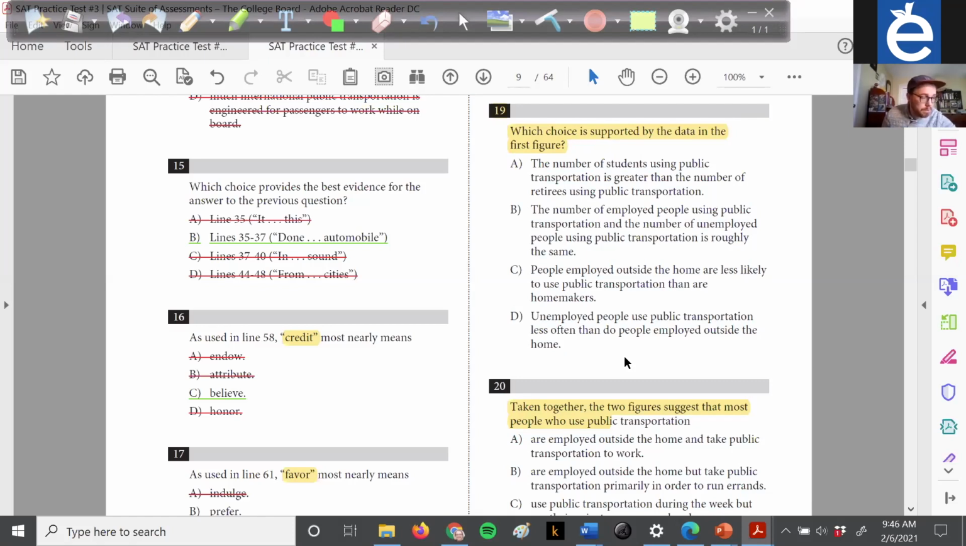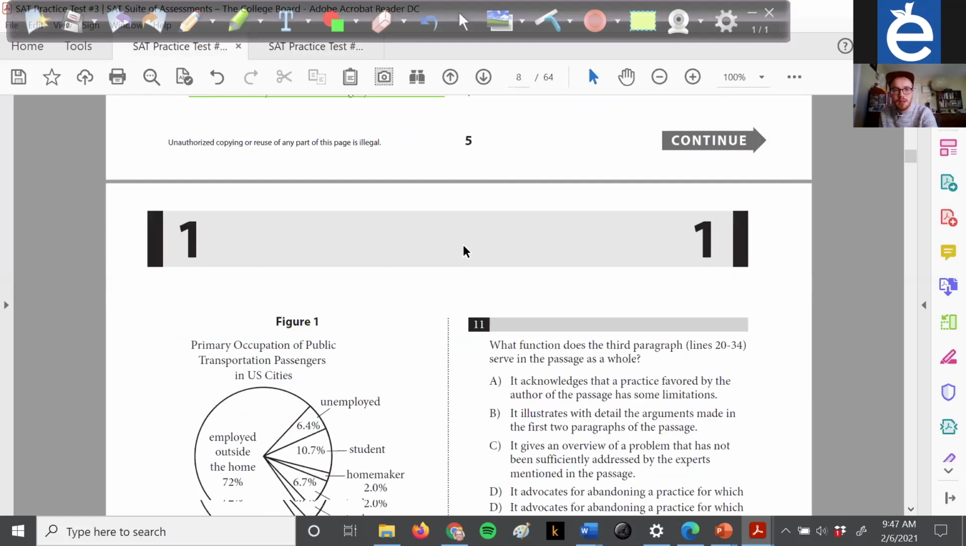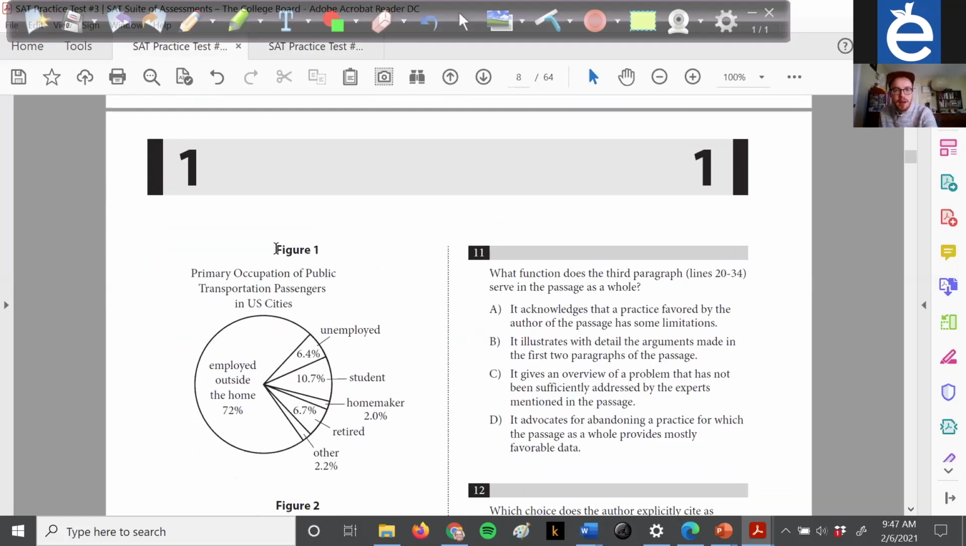But it won't take a lot. All we have to do is plug and play. A, the number of students using public transportation is greater than the number of retirees using public transportation. Let's look at the graph. And remember, we're only looking at figure 1. And what's it measuring? The primary occupation of public transportation passengers in US cities. Okay, so it has to deal with the jobs that these people have.